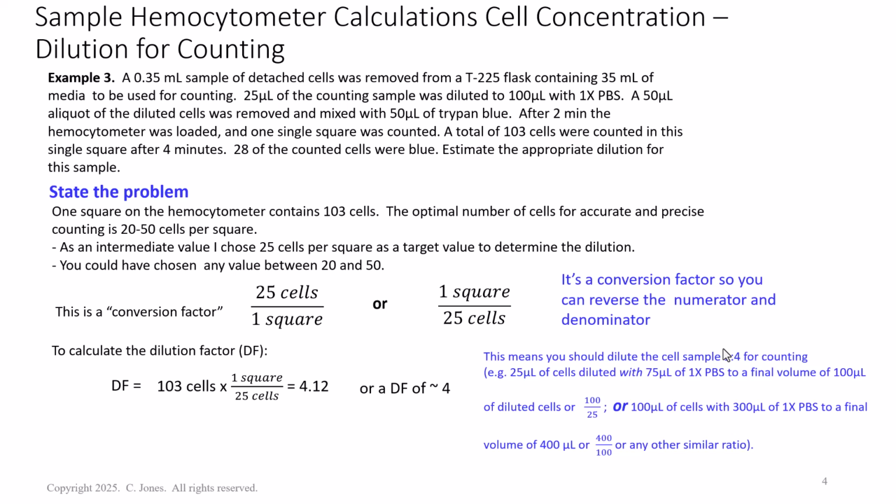Okay, or I can do any ratio of that. I could do 100 microliters of cells with 300 microliters of PBS to a final volume of 400. So that would be 400 over 100, or again, 4 to 1.